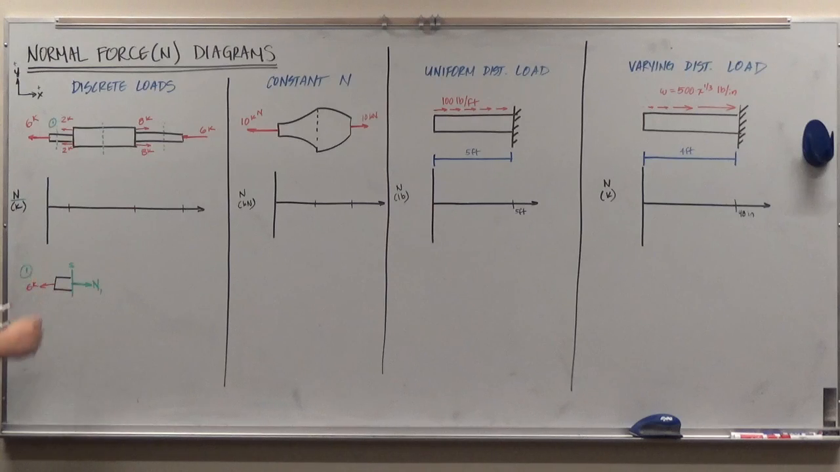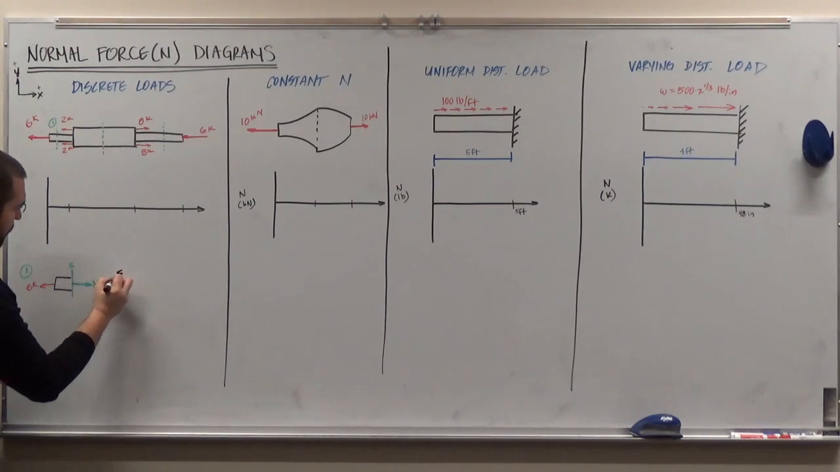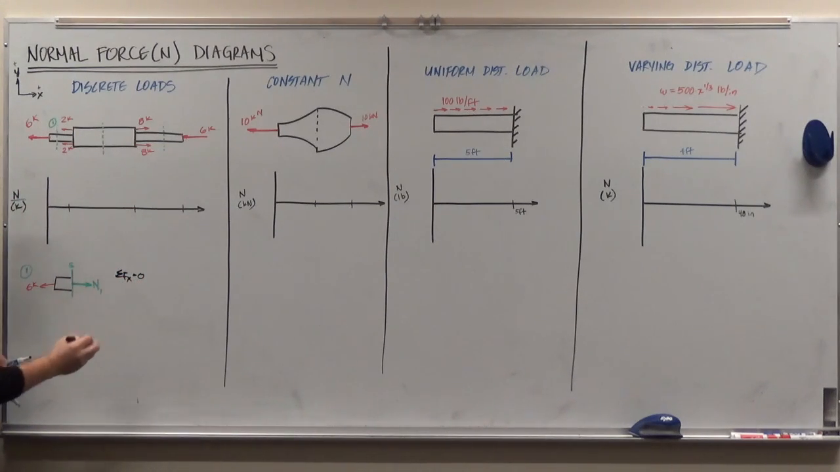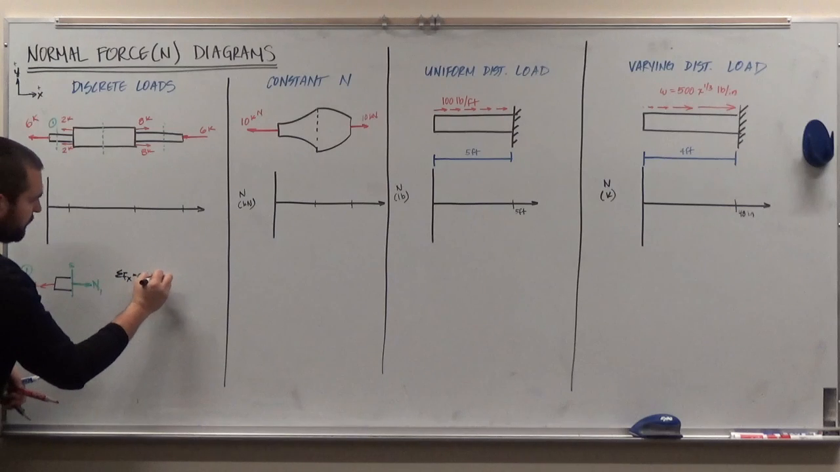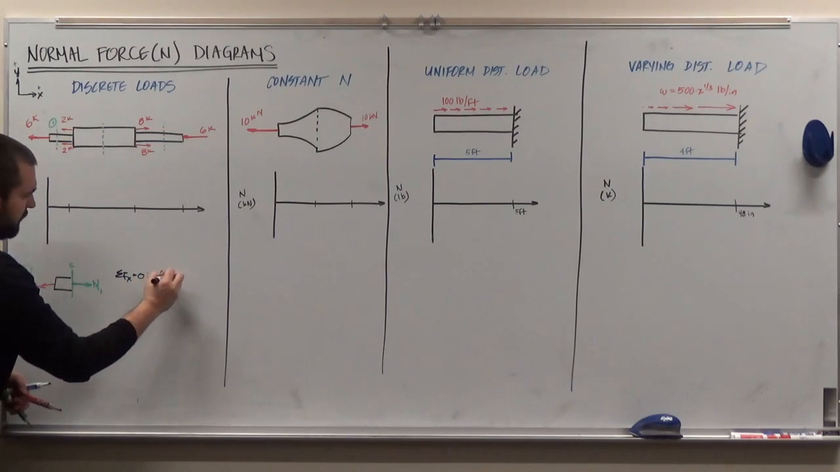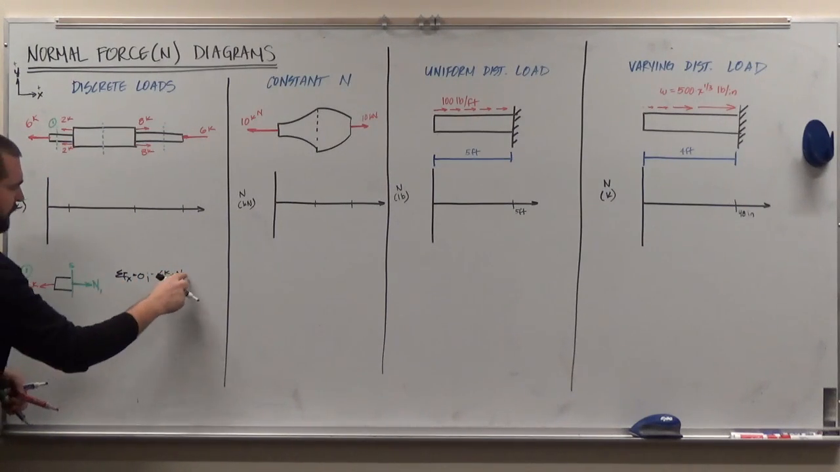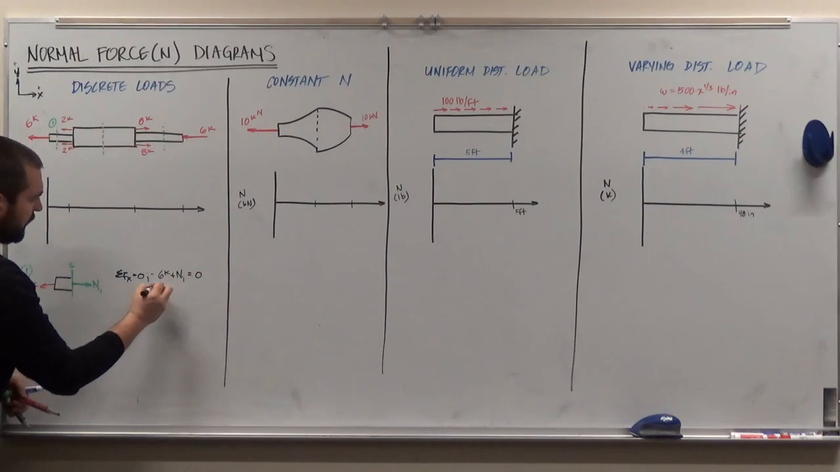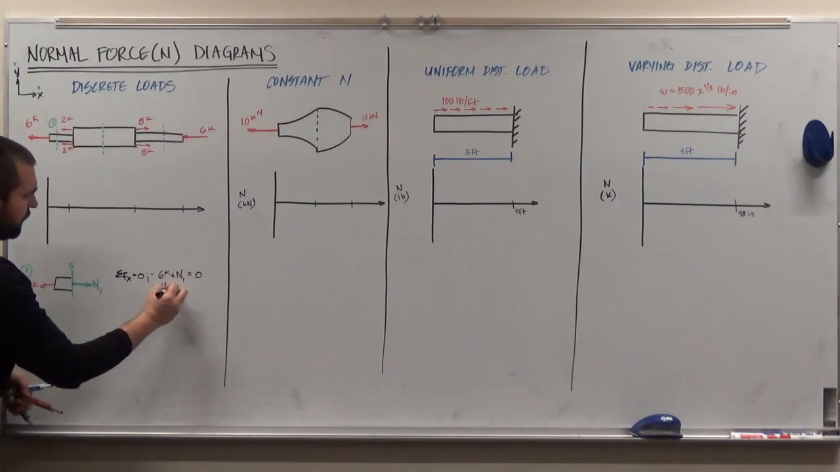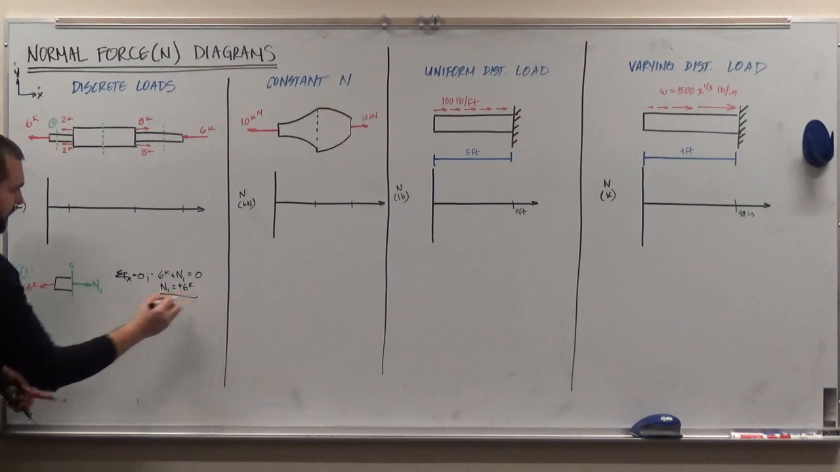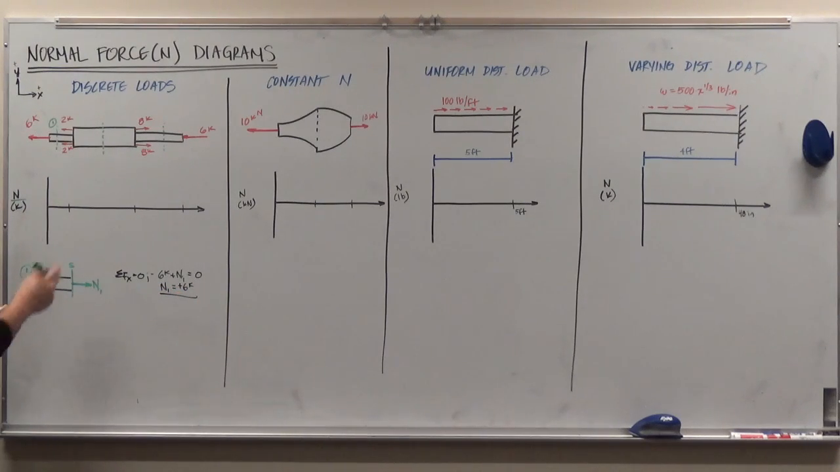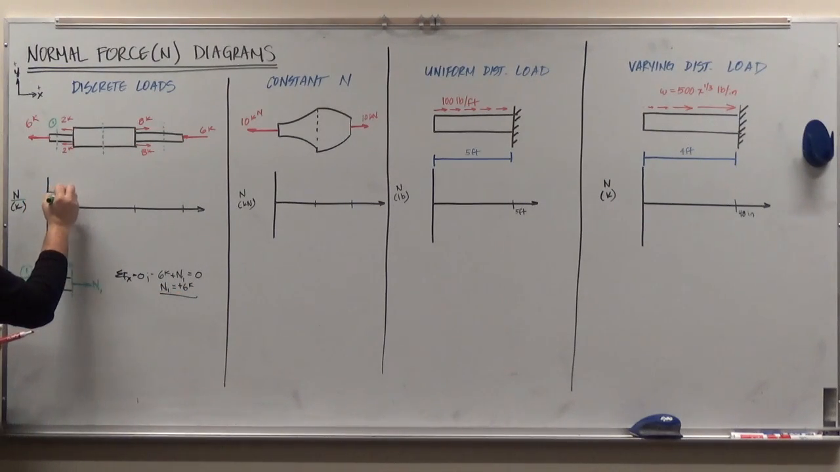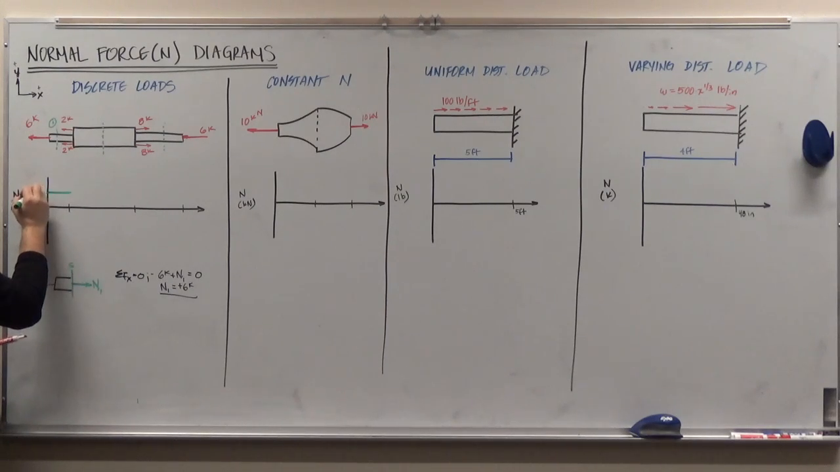And so now all that I have to do for this section cut is sum the forces in the x direction equal to 0. And again, this 6 kips is pointed to the left, so that's negative 6 kips plus this internal normal force for section 1 is equal to 0. In other words, the normal force in section 1 is equal to positive 6 kips. So I can draw in positive 6 kips right here for this first section. This is positive 6, okay?